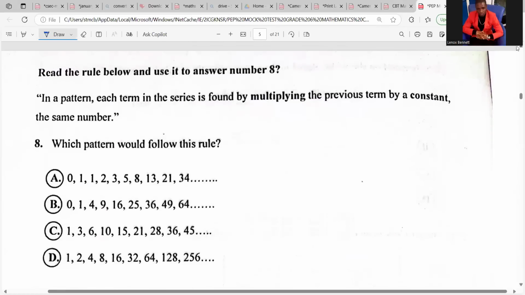It says, read the rule below and use it to answer number 8. In a pattern, each term in the series is found by multiplying the previous number by a constant, the same number. Which pattern would follow this rule? A, B, C, or D? I'd like to hear from about 4 of you with this one, but WhatsApp it to me first, guys, so we can have that to look at and compare.